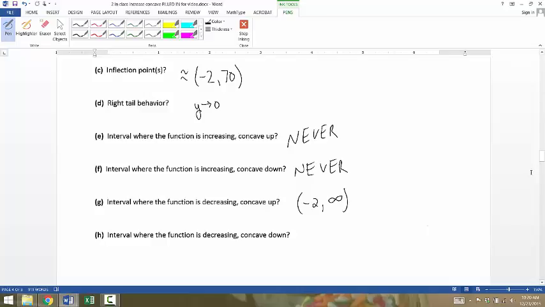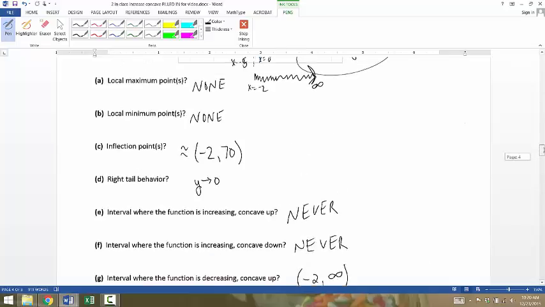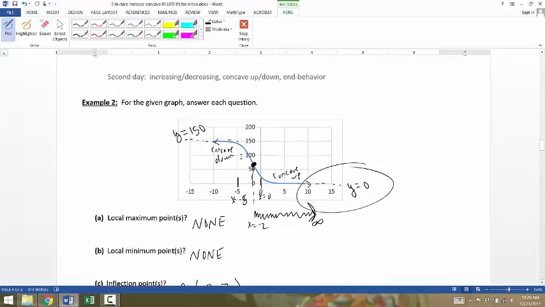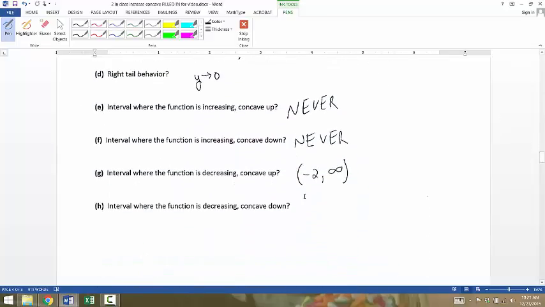What is the interval where it's decreasing concave down? So that's over here on the left side of the graph. So from -infinity up to that inflection point at -2. So the low is -infinity, the high is -2. So in interval notation, we write the low is -infinity, comma, the high is -2. That's where it's decreasing concave down.